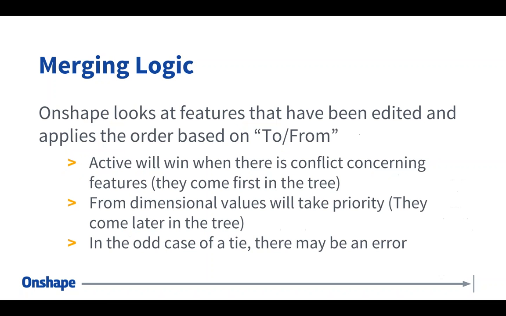So jumping a bit into the logic here, Onshape looks at the features that have been edited and applies them based on a to and from. The active branch will win if there's a conflict concerning features, right? So the active in my example before was the chamfers. Therefore, the chamfers win and the fillet fails. It errors out. So the active branch will win if there's a conflict concerning features. However, if there's a dimension conflict, in the case of my last example, one was longer, one was shorter, the one you're merging to wins. And the idea there is, that's the most common workflow, the most common example when I'm merging to and from.